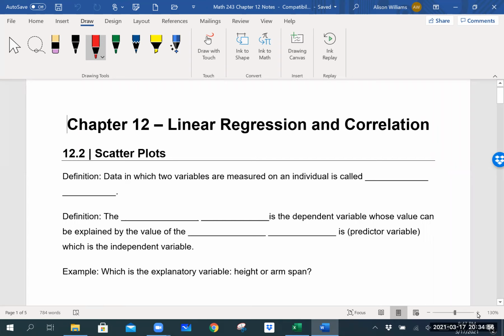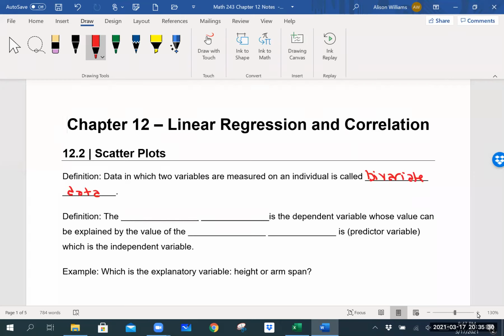vocabulary. So data in which two variables are measured on a single individual is called bivariate data. So they're both measured on the same individual, and that kind of pairs them together very intentionally. All right. So we're going to learn a couple of vocabulary words that actually aren't in this book, but are pretty significant and used a lot in statistics.